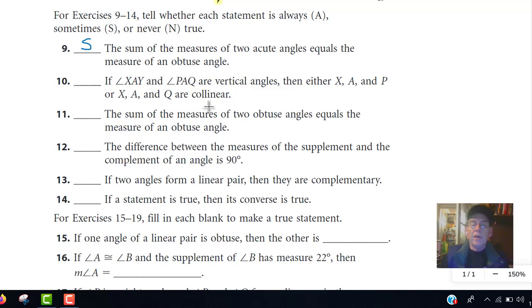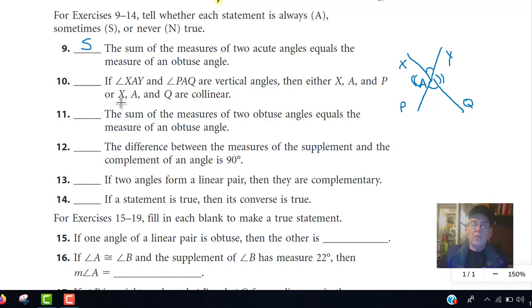Number 10, if XAY and PAQ are vertical angles. Now, for this one, I'd have to draw a diagram. So I'm going to draw XAY. And then as a vertical angle, we want to draw PAQ. Okay, so I set these up as vertical angles with each other.